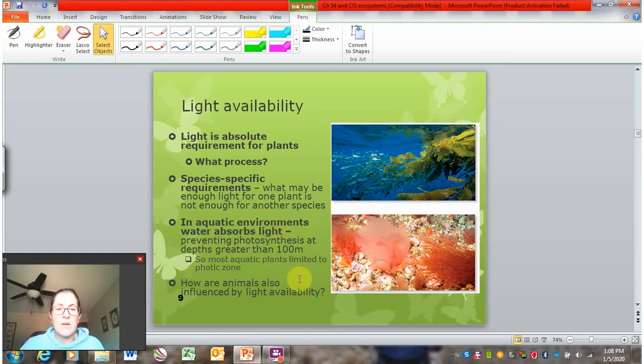So how are animals influenced by light? Well, much like with water availability, they're dependent on where plants are, so they have to eat plants. And so light availability limits animals because it limits plants.